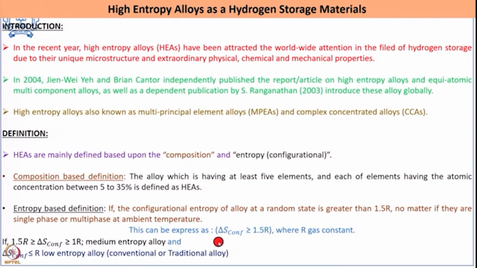However, if this configurational entropy lies in a range of 1.5 R to 1 R, then the alloys are known as medium entropy alloys. And when this value is less than or equal to R, then the alloys are low entropy alloys, or the conventional or traditional alloys.